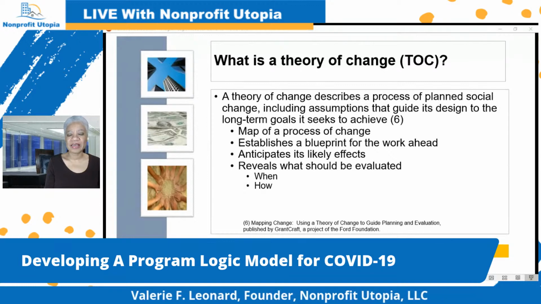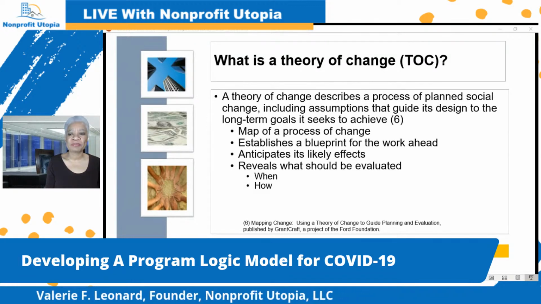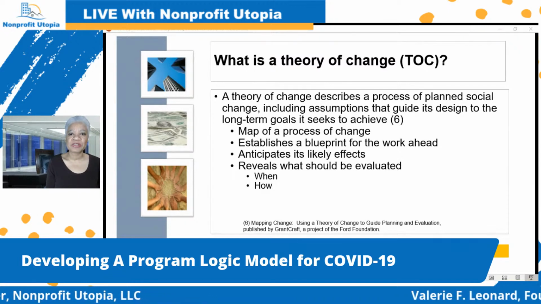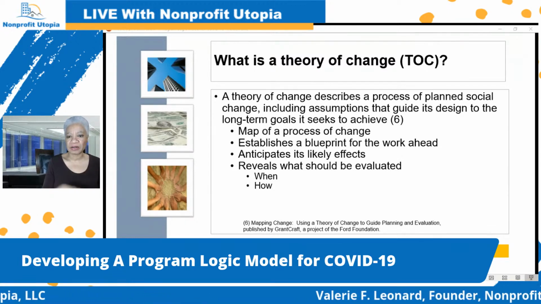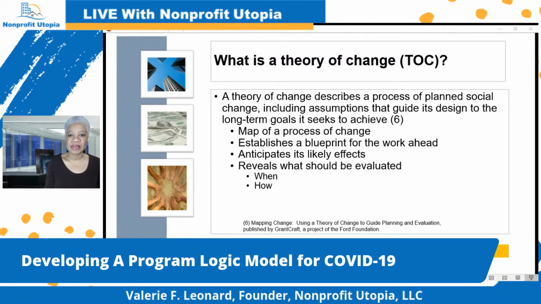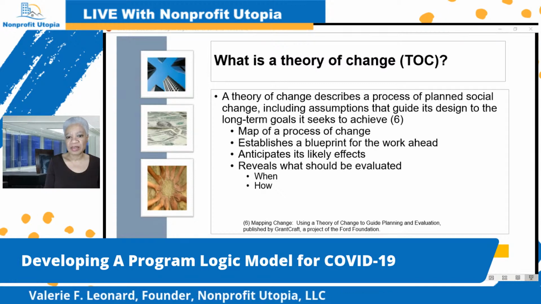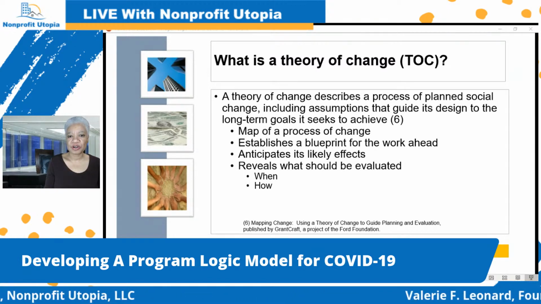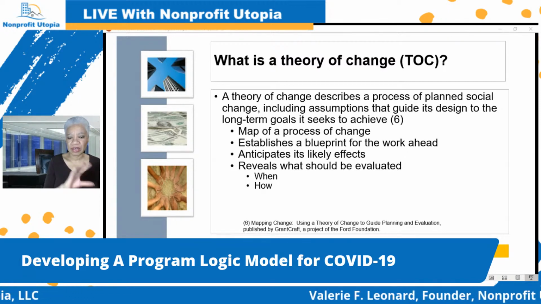Alrighty, so again, a theory of change describes a process of planned social change. And this includes the assumptions that we might make about the environment. And that can include a map of the process of change. So you might want to do a little diagram to show how the change should occur, the causes and effects.